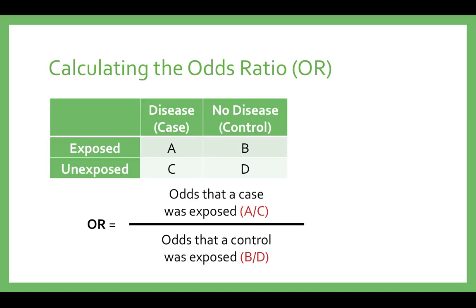Odds are calculated by dividing the proportion of people experiencing an event by the proportion of people not experiencing an event. Thus, an odds ratio is a ratio of two odds, one for individuals exposed to the stimulus and the other for those not exposed to the stimulus. Here's the calculation for the odds ratio. It is the same as the cross product using the 2x2 table that we designed earlier. The calculation is A times D divided by B times C.